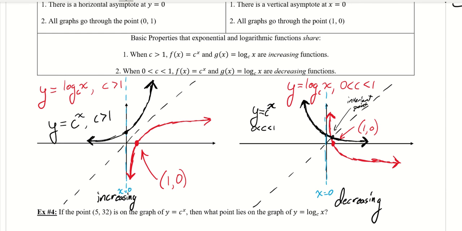In the next video, we're going to apply this, or leverage this relationship between exponential functions and logarithmic functions to solve a problem.